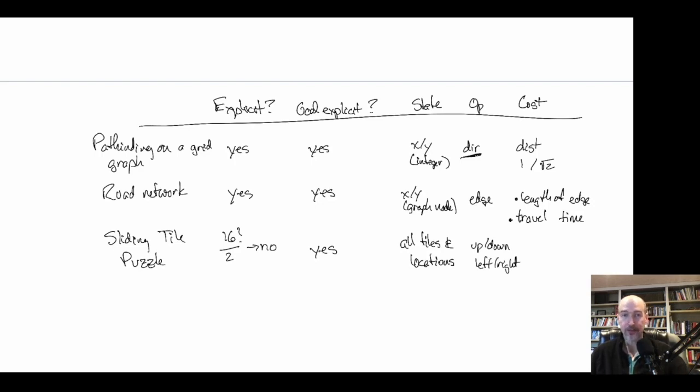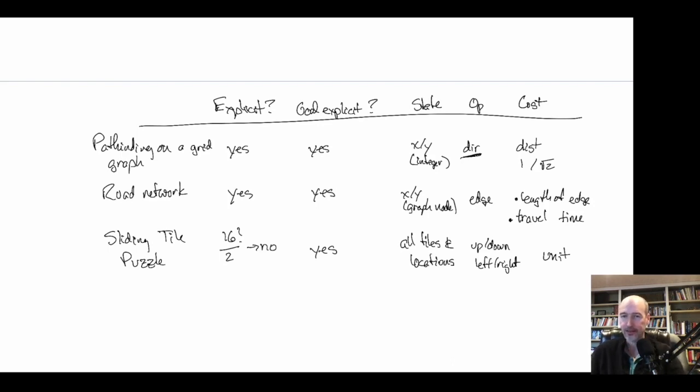And oftentimes here you might think about, well, I could move a tile in these directions, but for the sliding tile puzzle, it's actually easier to think about moving the blank up, down, left, or right. And the cost here is unit cost, usually for all the tiles. Although we will be looking at variants.